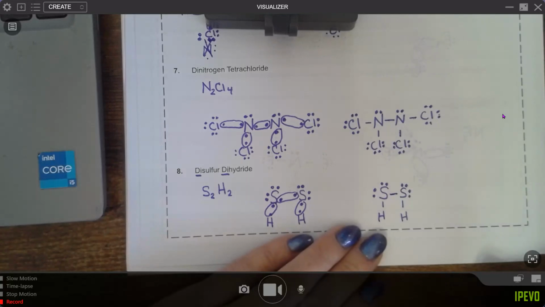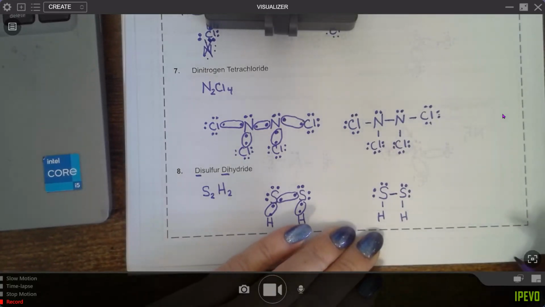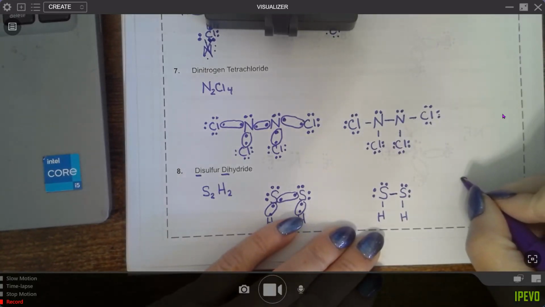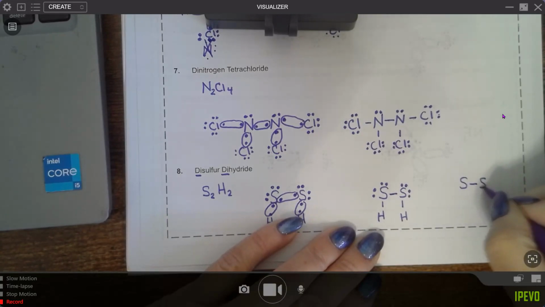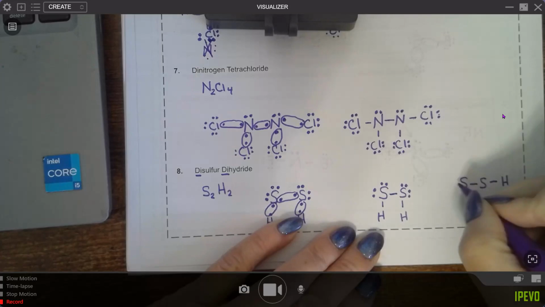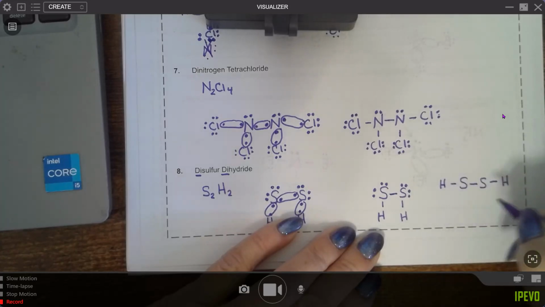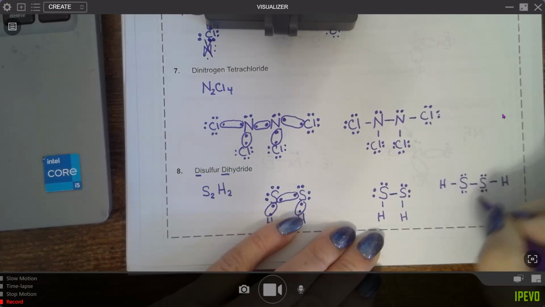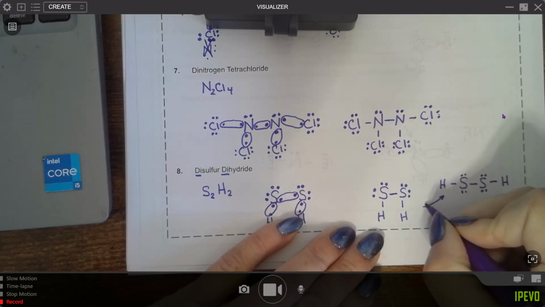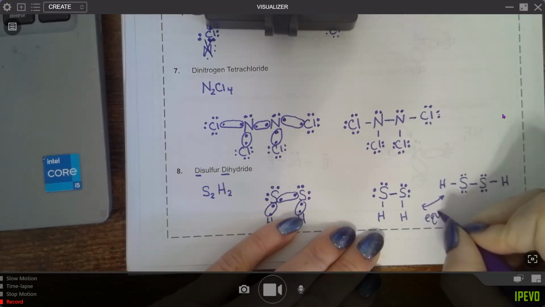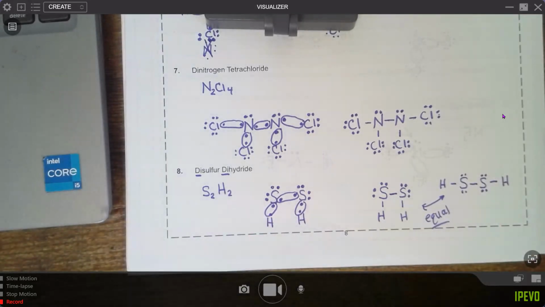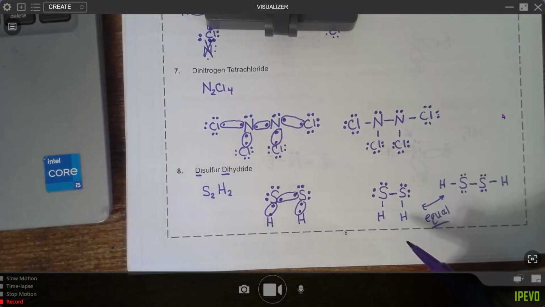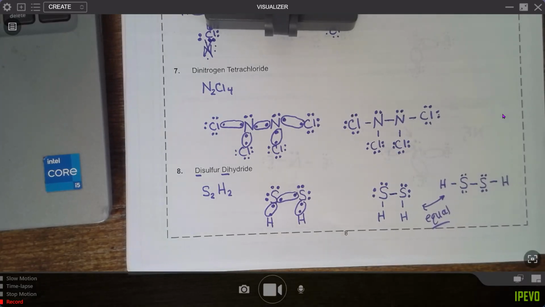Now, I'm just going to draw this a different way just to show you that you could do it this way. All right, so let's say when you were drawing this, you lined it up so that the hydrogens were out here on the ends. These 2 are equal, okay? As long as there's a hydrogen attached to each sulfur and the sulfurs each have their 2 lone pairs of electrons, your molecule is going to be correct, okay?